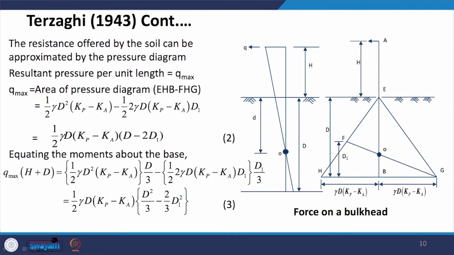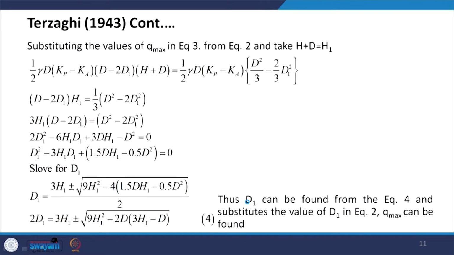First, substitute the value of q max from equation 2 into equation 3, and you end up here. After substituting, you get a cancellation from both sides. So ultimately, after substituting, you get this equation. In this equation d1 is unknown, and our objective is to find the value of d1. This is a quadratic equation written in this form, and if you solve this equation, you can get the value of d1.